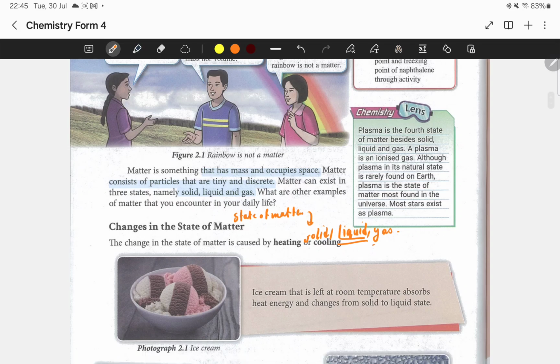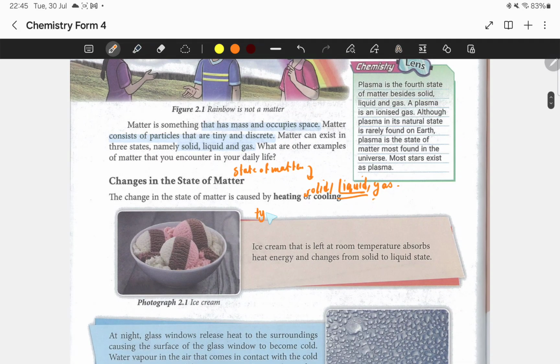And if anyone asks you the type of particles, then your answer should be atom, ion, or molecule. It depends on the question. This is something I want you to take note of. You must know the states of matter, only these three are the answer, while the types of particles are only these. I hope you are clear right now.